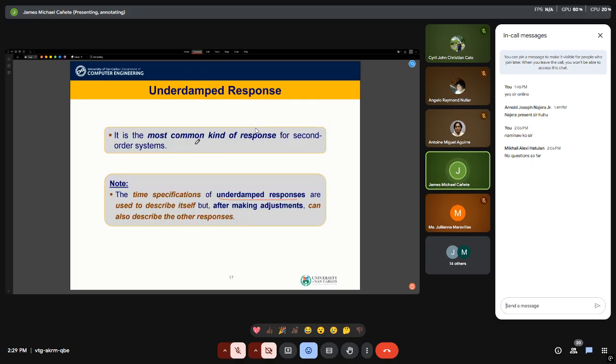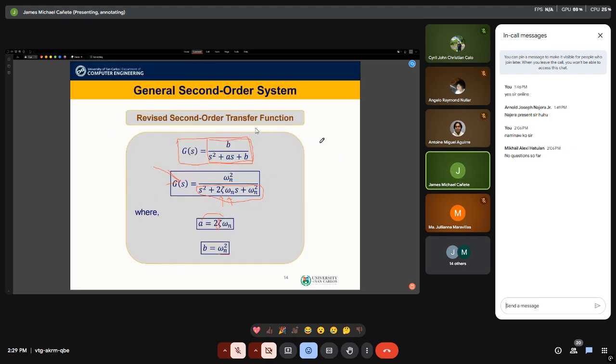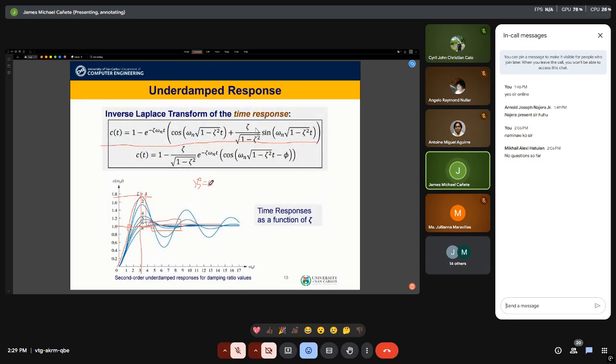This is where we start learning to identify the time specifications of second order systems. This is the math involved. Sorry, this is using the systems from earlier, no? Using this transfer function, we solve it by multiplying by 1 over s, the step response. When we do that and go back to the time domain, this is now the form of our time response. Math is mathing.